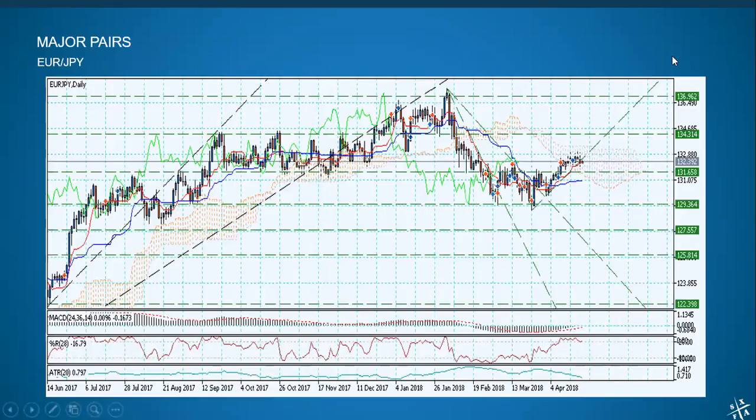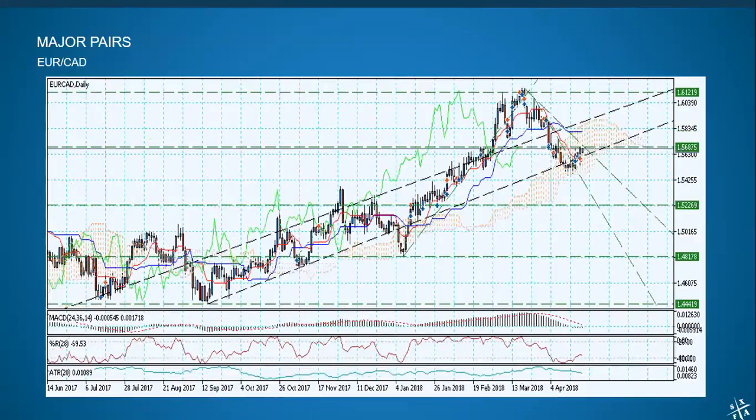Euro Canadian. Euro Canadian has been traveling an upward channel for quite a while, since August of last year. We can see that channel. It's broken out both towards the bottom and towards the top a few times along the way, always returning to the channel. Currently bounced off the bottom at support and is trying to make its way back up. This might be a good pair to trade up to the prior high.